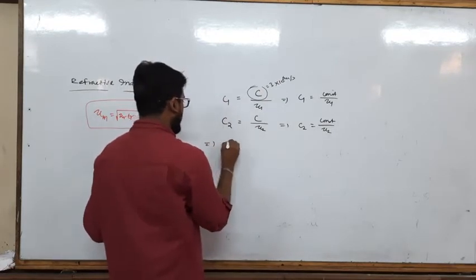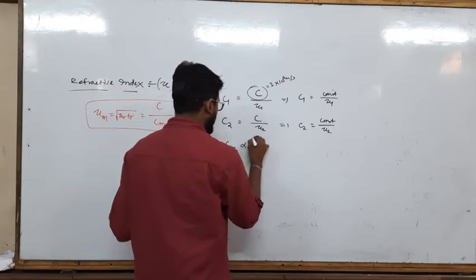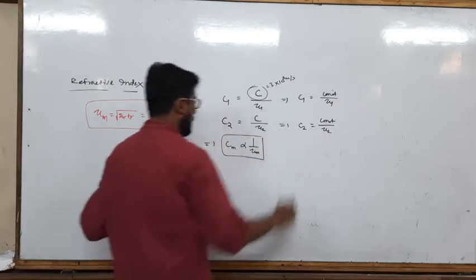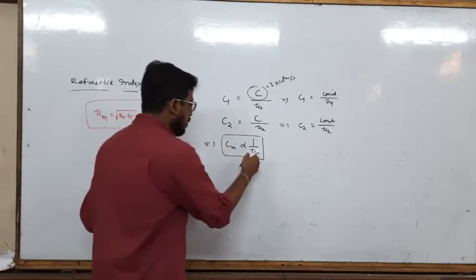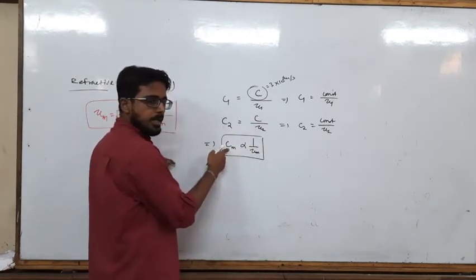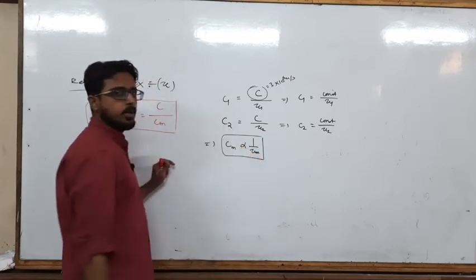So from this you can write the speed of light in any medium is inversely proportional to the refractive index of that medium. Clear? So if the refractive index of the medium is more, the speed of light will be less. If the refractive index of the medium is less, the speed of light will be more.